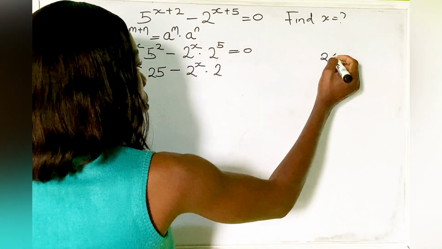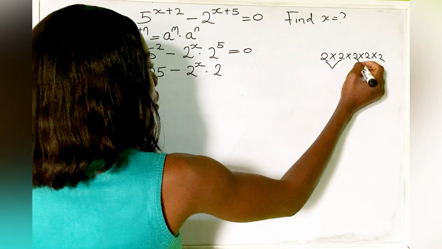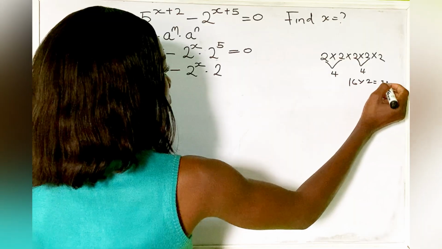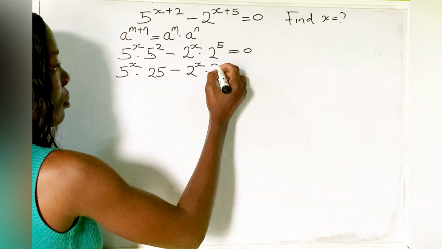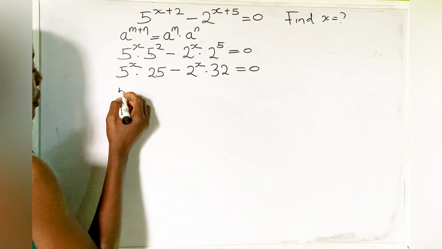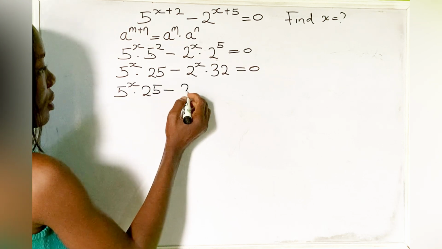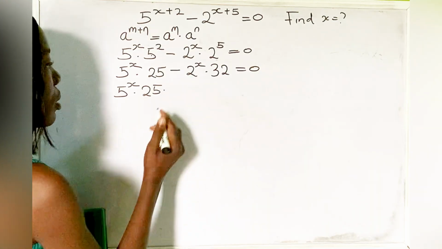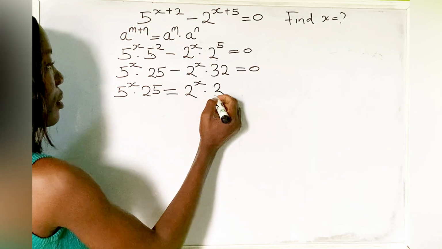2 to the power of 5 is what? 2 times 2 times 2 times 2 times 2. 2 times 2 is 4, 4 times 2 is 8, and this is 16 times 2. That's what? 32. Okay? This is 32, is equal to 0. Now, we can say that 5 to the power of x times 25 minus 2 raised to power x is equal to 2 raised to power x multiplied by 32.